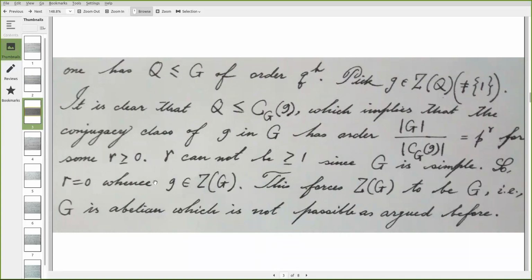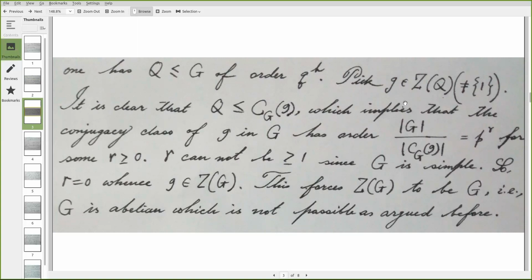So since g is a non-identity element which belongs to Z(G), that forces Z(G) to be non-trivial. From simplicity, we get Z(G) has to be the whole of G, that is G is abelian, which is not possible as we have argued before. So as I said, here you have to take g which is non-trivial, which is not identity, and that you can do in view of this.